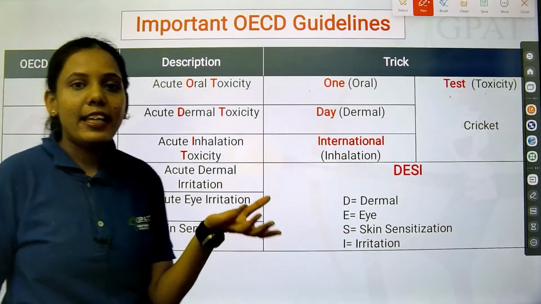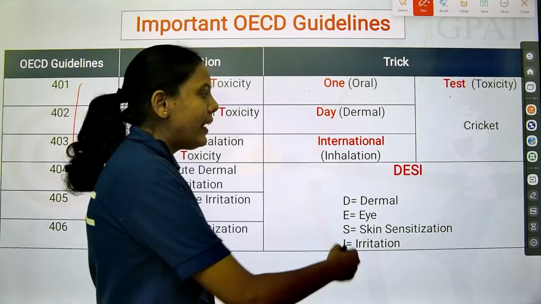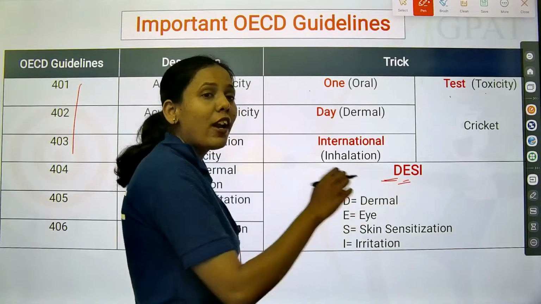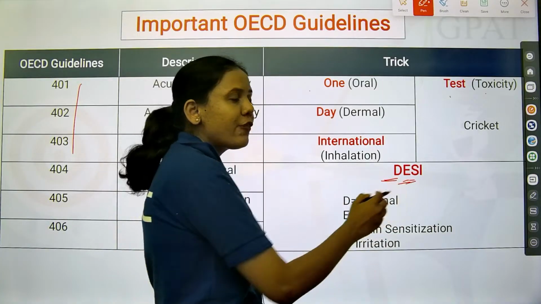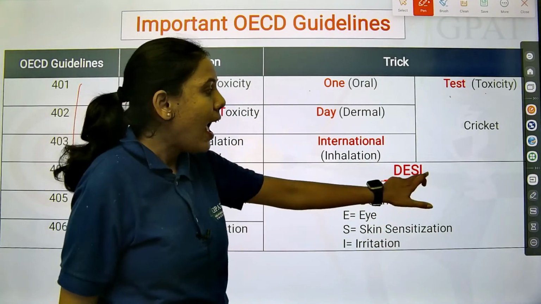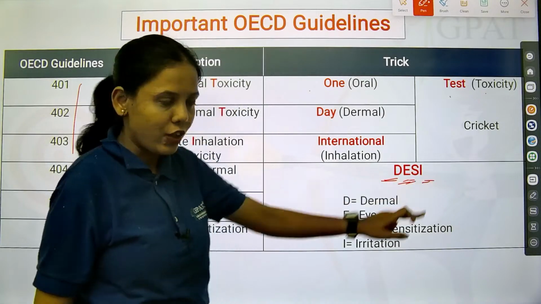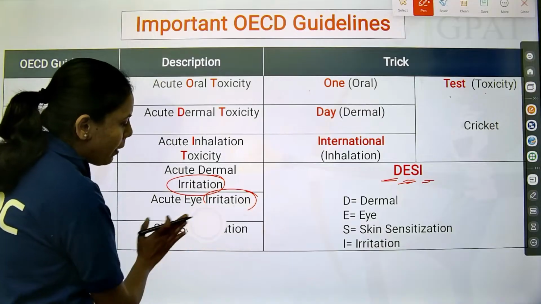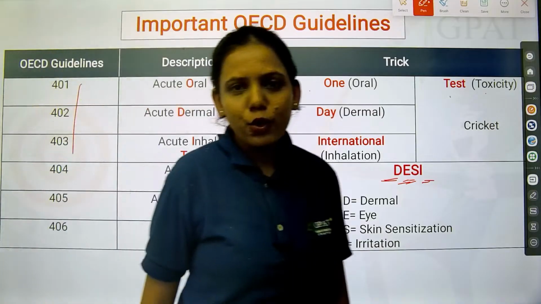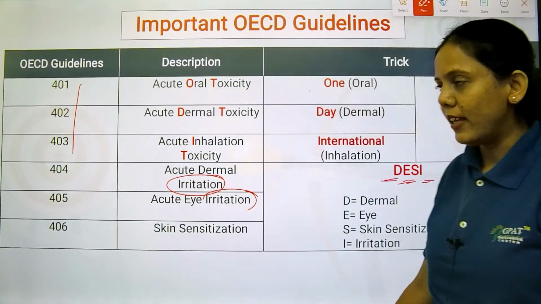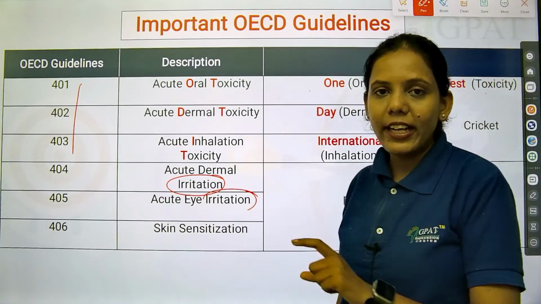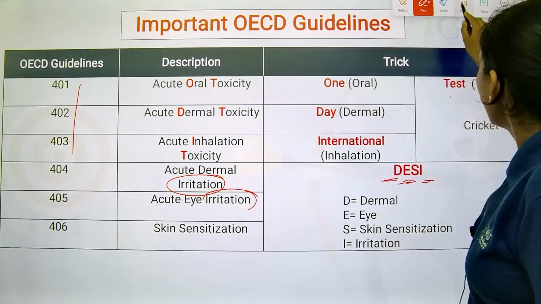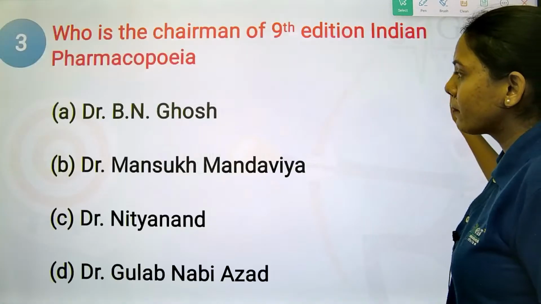Next is DESI, the word DESI you remember. D stands for dermal, E stands for eye, S stands for skin sensitization, and here I stands for irritation. Irritation, why? Because here it is coming, here it is coming, here it is. Here it is not there, but remember I. Understood? Very easy from 401 to 6. ODI, that is One Day International, and then DESI. Okay. So I hope you have understood.